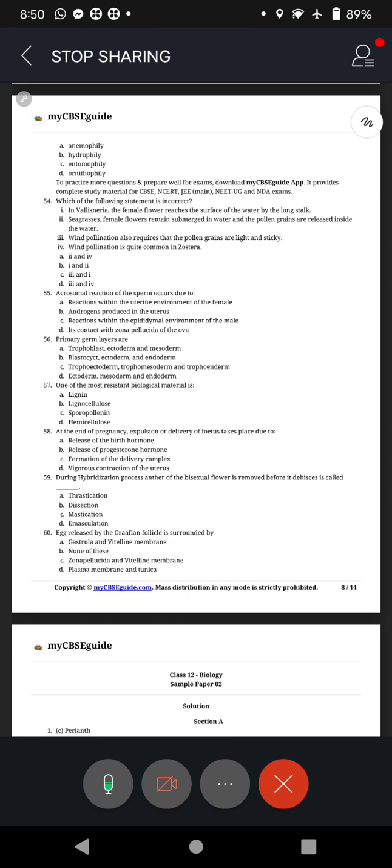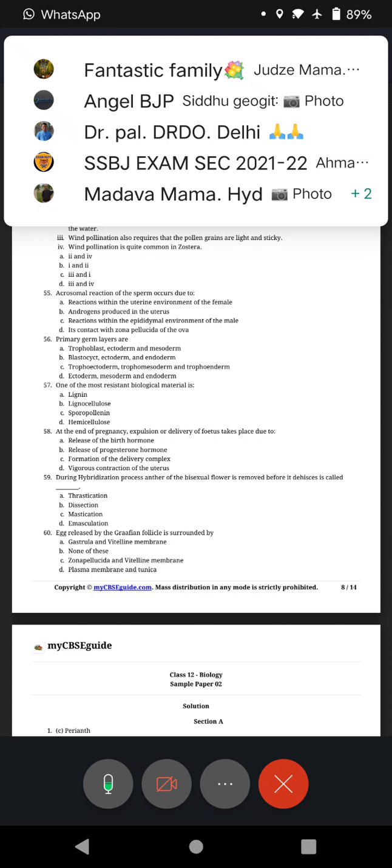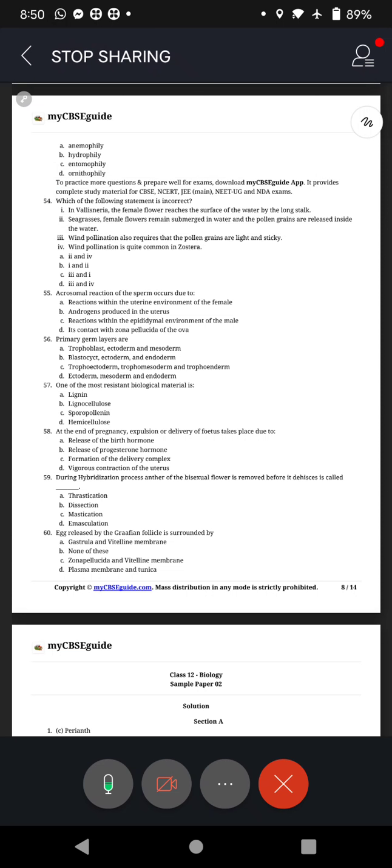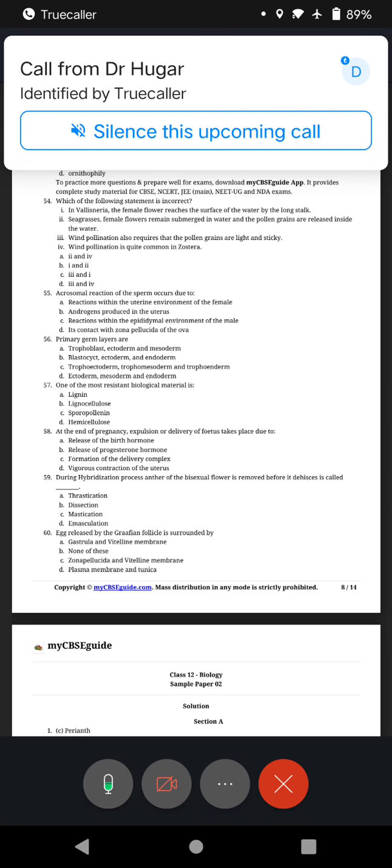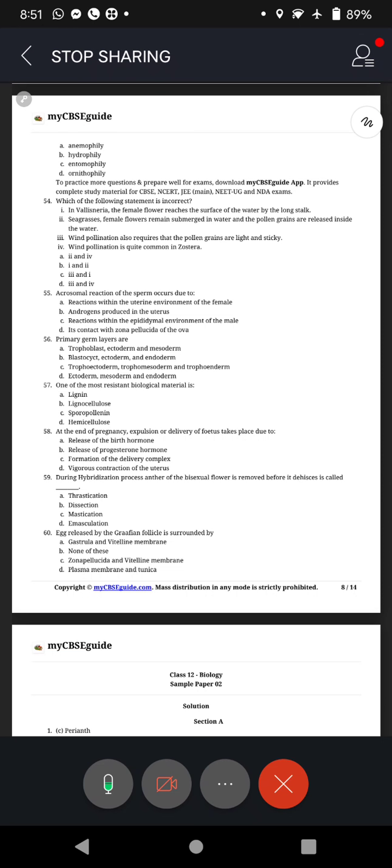We move on to question number 55. Acrosomal reaction of the sperm occurs due to acrosome, the head region of the sperm. A, reactions within the uterine environment of the female. B, androgens produced in the uterus. C, reactions within the epididymal environment of the male. D, its contact with zona pellucida of the ova.